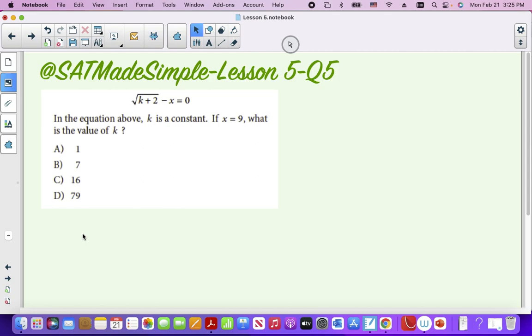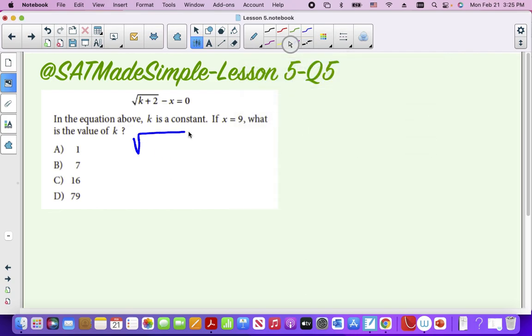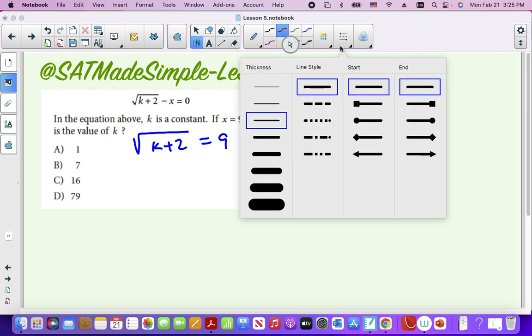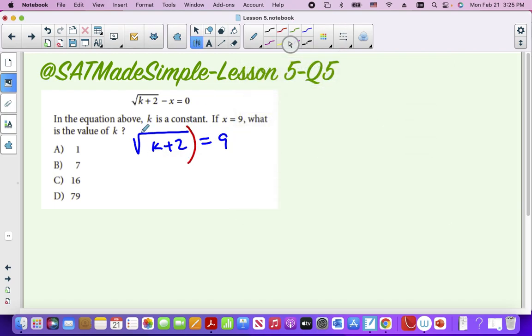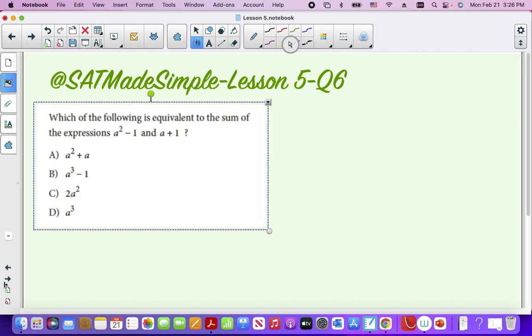If x is equal to 9, what is the value of k? Basically, we need to solve this equation. Substitute x equals 9, so square root of k plus 2 is equal to 9. To get rid of the radical sign, I square both sides, and that will produce k plus 2 is equal to 81, so k is equal to 79. Do we have an answer? So D is my correct answer.